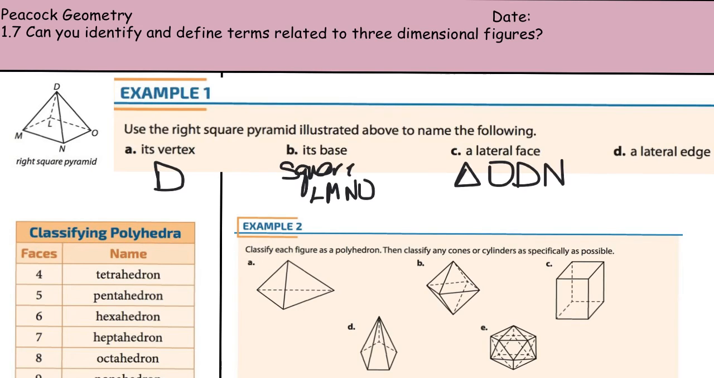And last but not least, it says name a lateral edge. Now, a lateral edge is the line segment. So for example, right here, the lateral edge is segment DN.